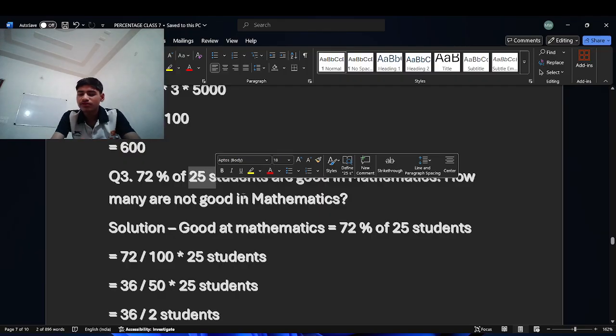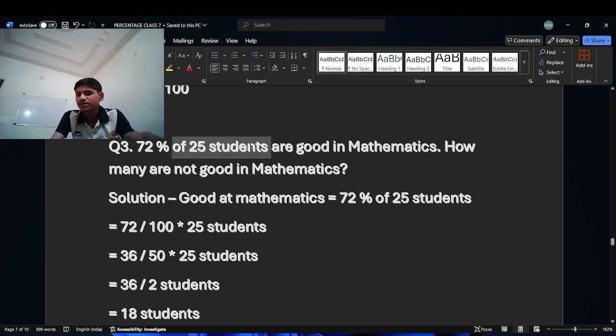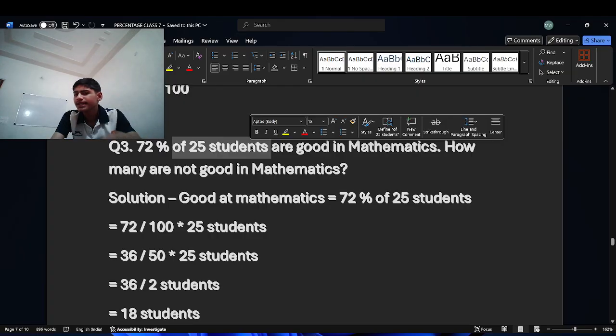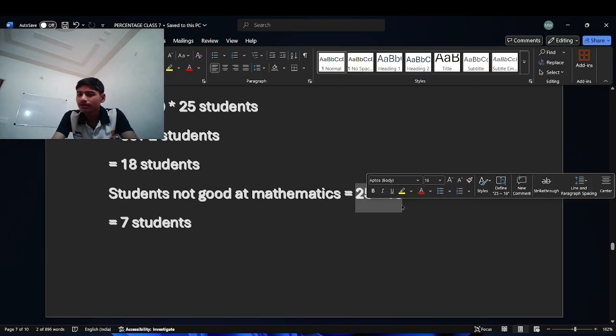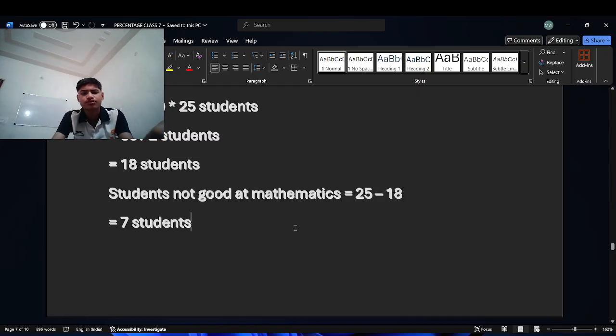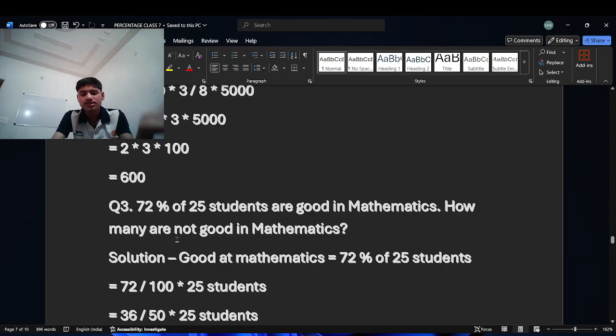The students not good at mathematics will be the remaining. 25 students are there, 18 are good, so 7 will be not good. How did I do it? You just subtract, and the answer will be 7 students. These are the students who didn't like mathematics at all.